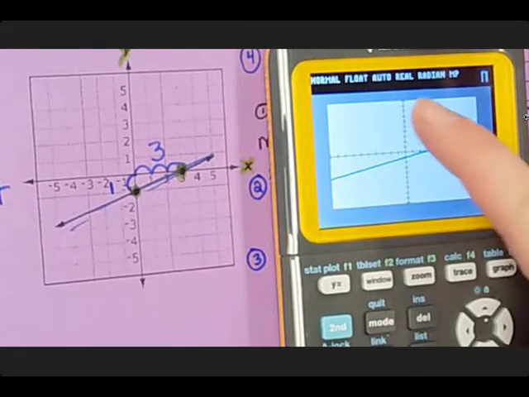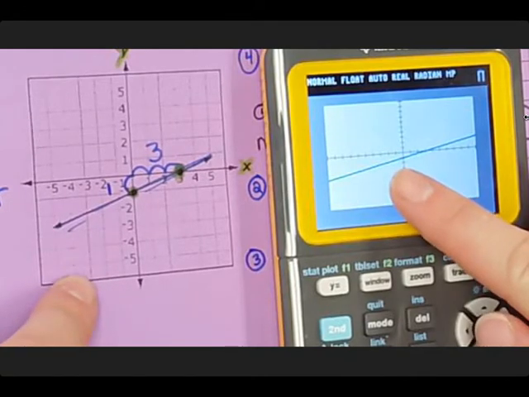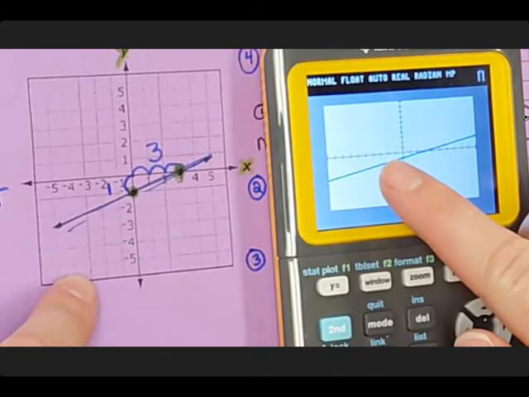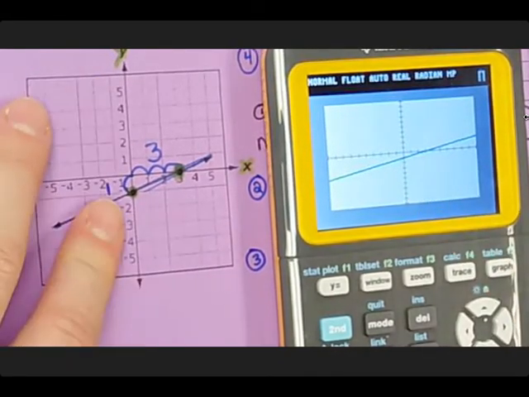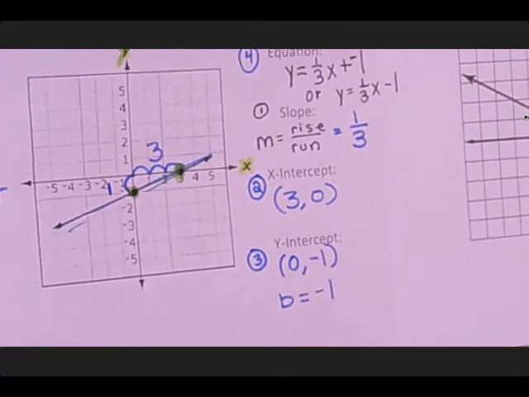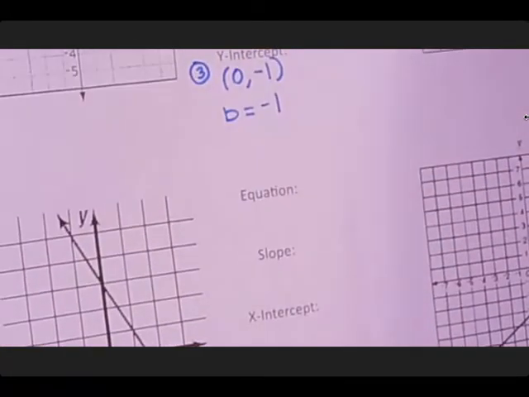Looks the same to you. This is just a bigger window than this. Okay, so we did good on this. So I want y'all to go ahead and do the next one with your table groups.